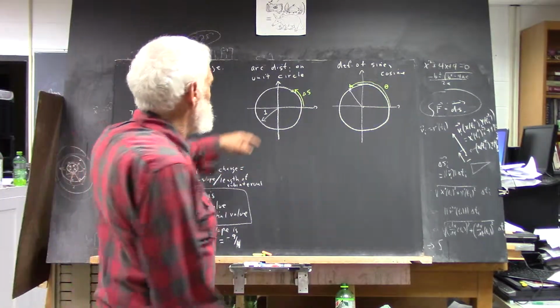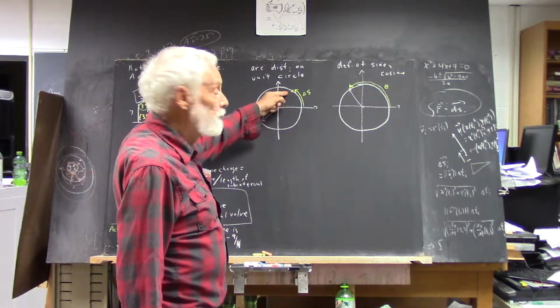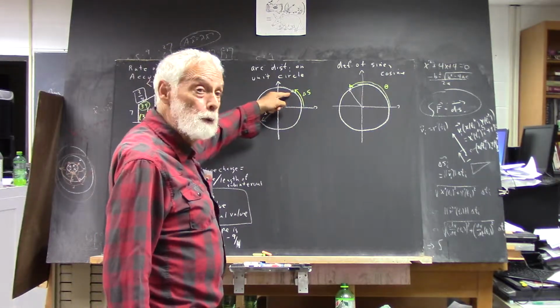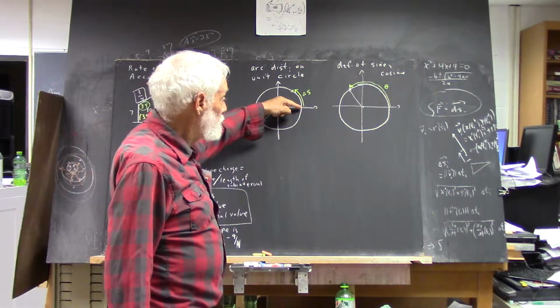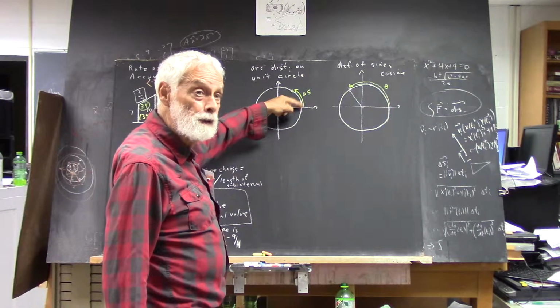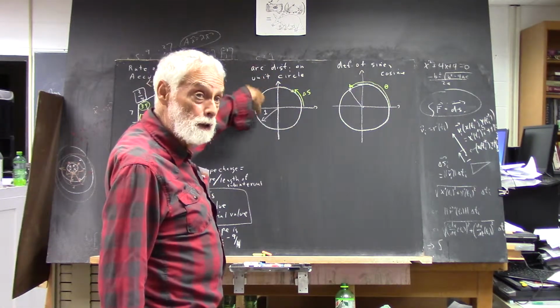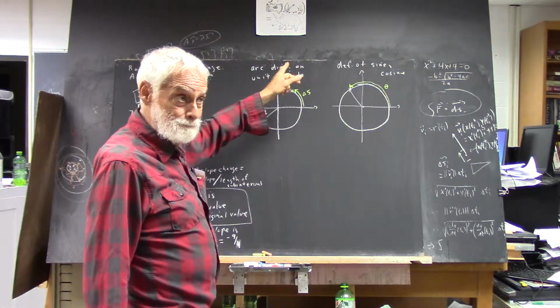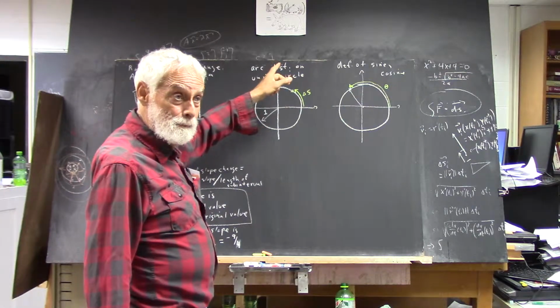It's arc distance, like how far you would have to walk from here to here. The arc distance for this point is going to be defined as how far you walk from the x-axis to that point if you go counterclockwise around the circle. Okay? Make sense?